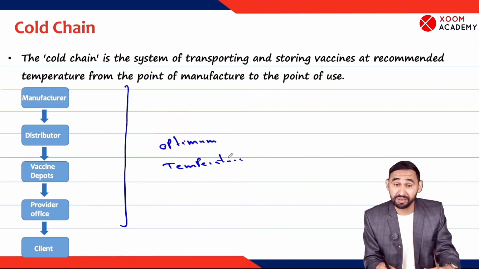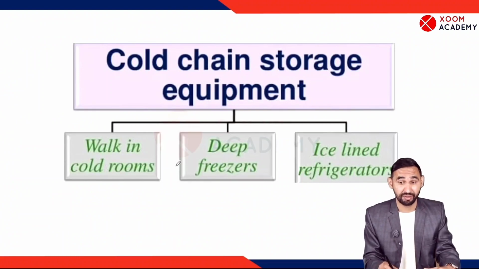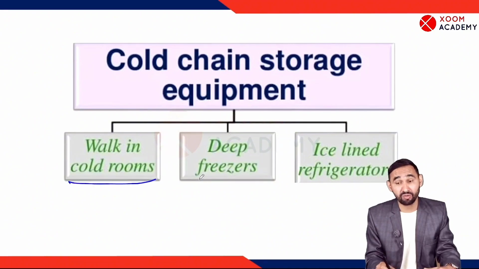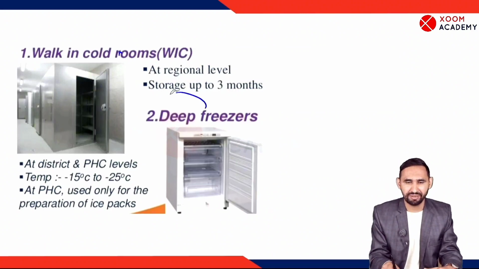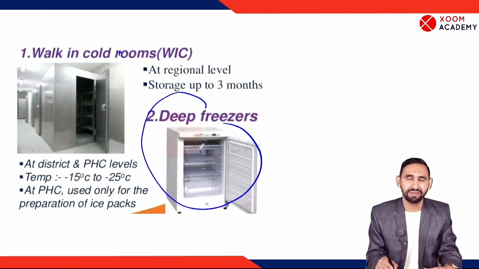It's a common university question. It is asked during viva. What are cold chain storage equipment? Certain equipment are used: walk-in cold rooms, deep freezers, ice-lined refrigerators. These are walk-in cold rooms. And these are refrigerators or freezers where these vaccines are kept.